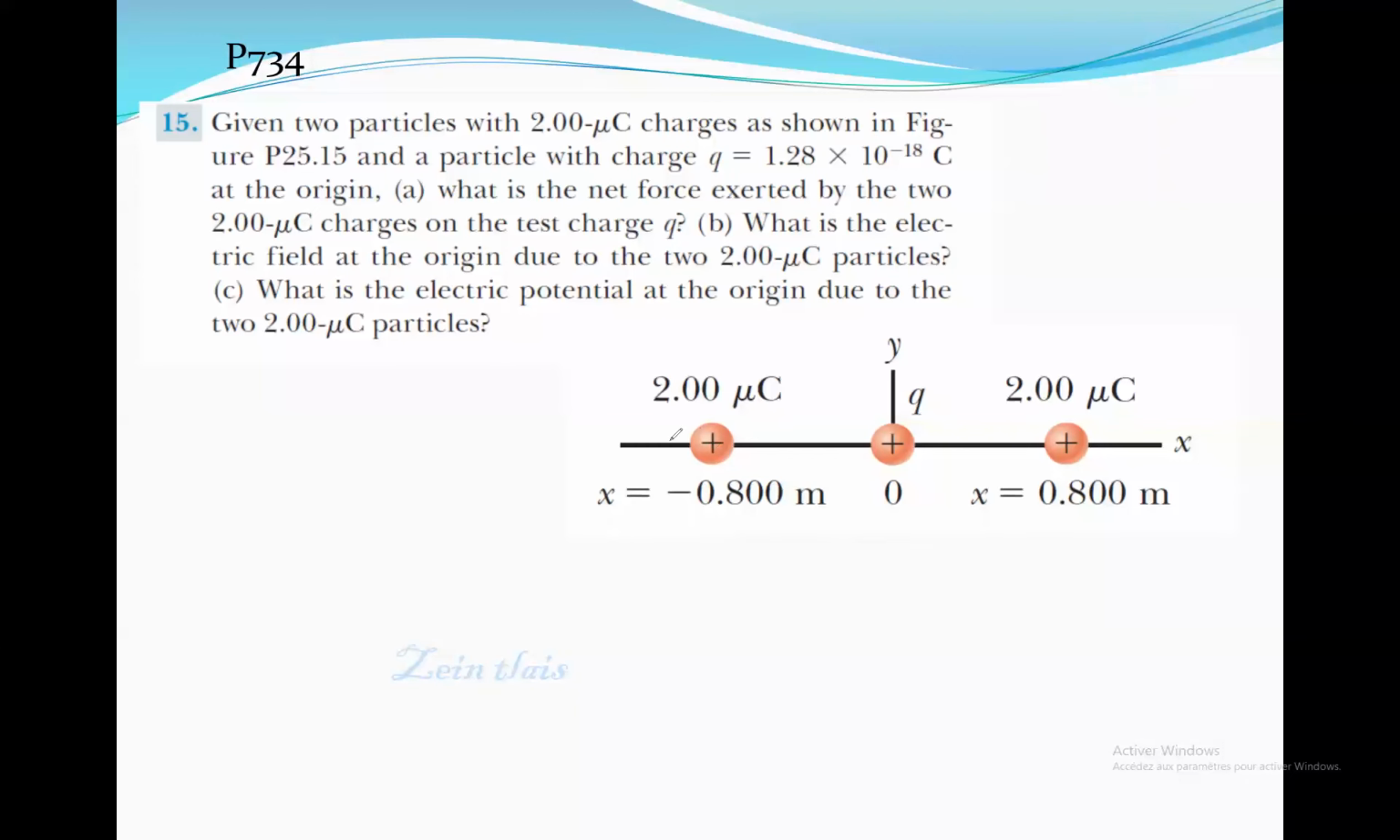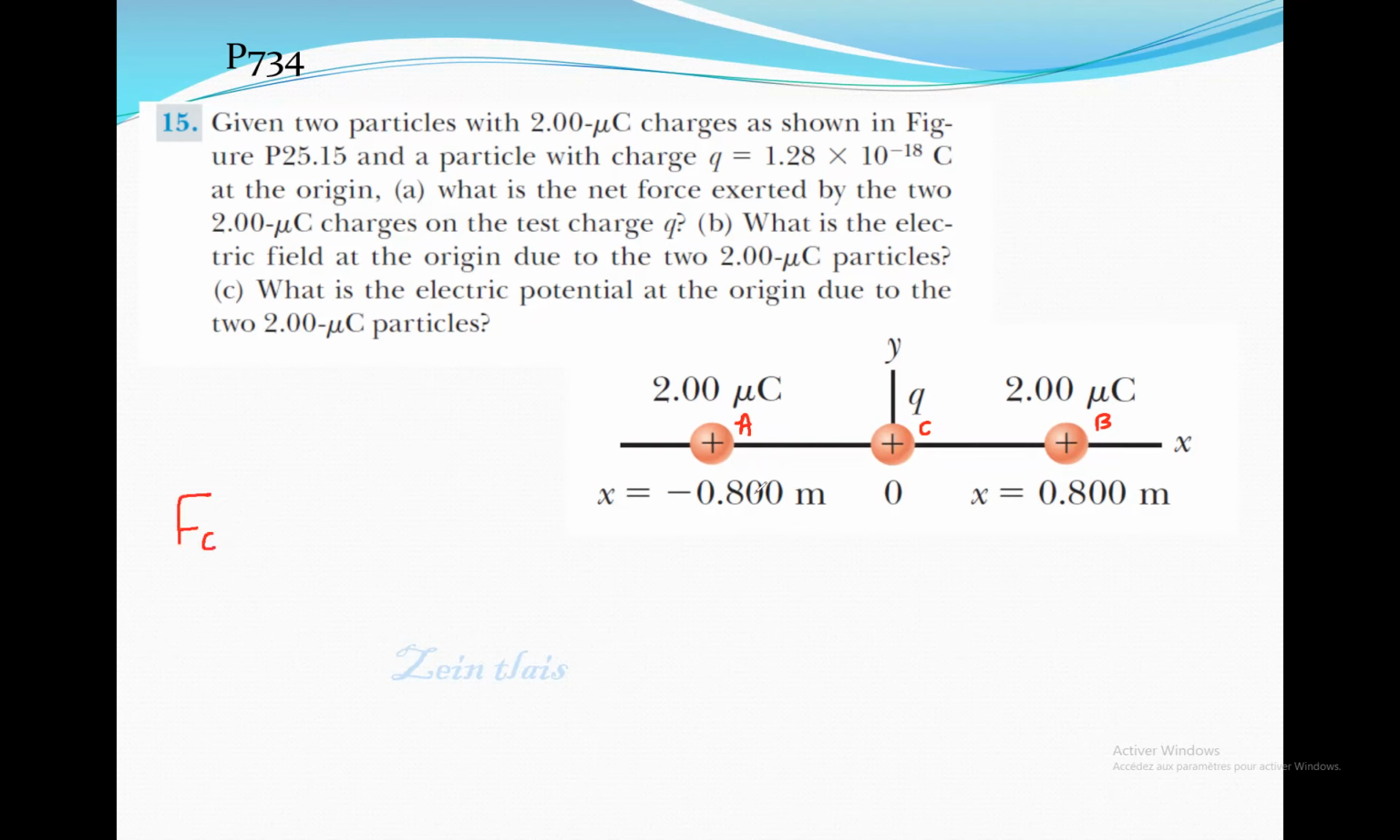Problem 15: we have two particles with 2 microcoulomb charge. Let's say we have charge A, and here we have charge B, and at the midpoint between them we have charge C. The distance between A and C equals the distance between C and B. I ask you to calculate the net force exerted by the two charges A and B on the charge C. So I need to calculate the total F on the charge C.